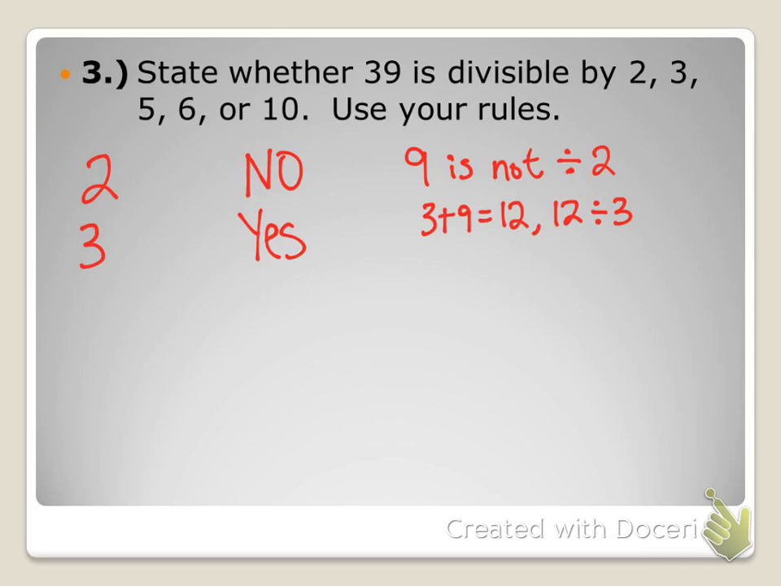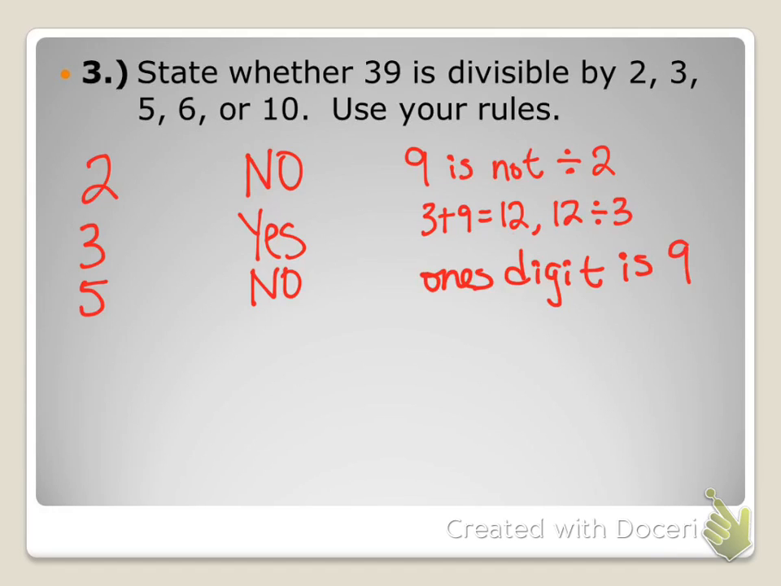All right, what about by 5? No, based on our rules, how do we know that it's not divisible by 5? Okay, so 9, you could just say ones digit is a 9. Ones digit is 9. That's why it's not going to be divisible by 5. You could also say 9 is not equal to 0 or 5. Ones digit is a 9.